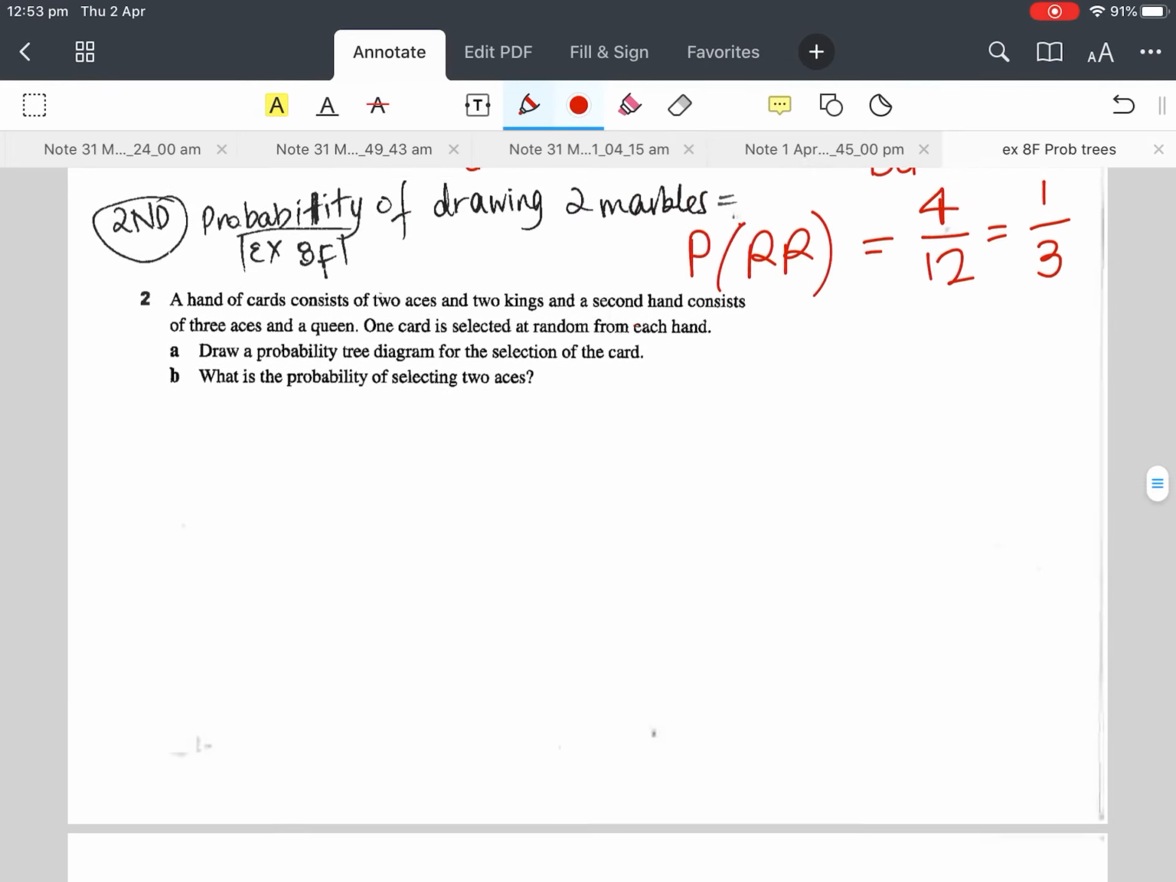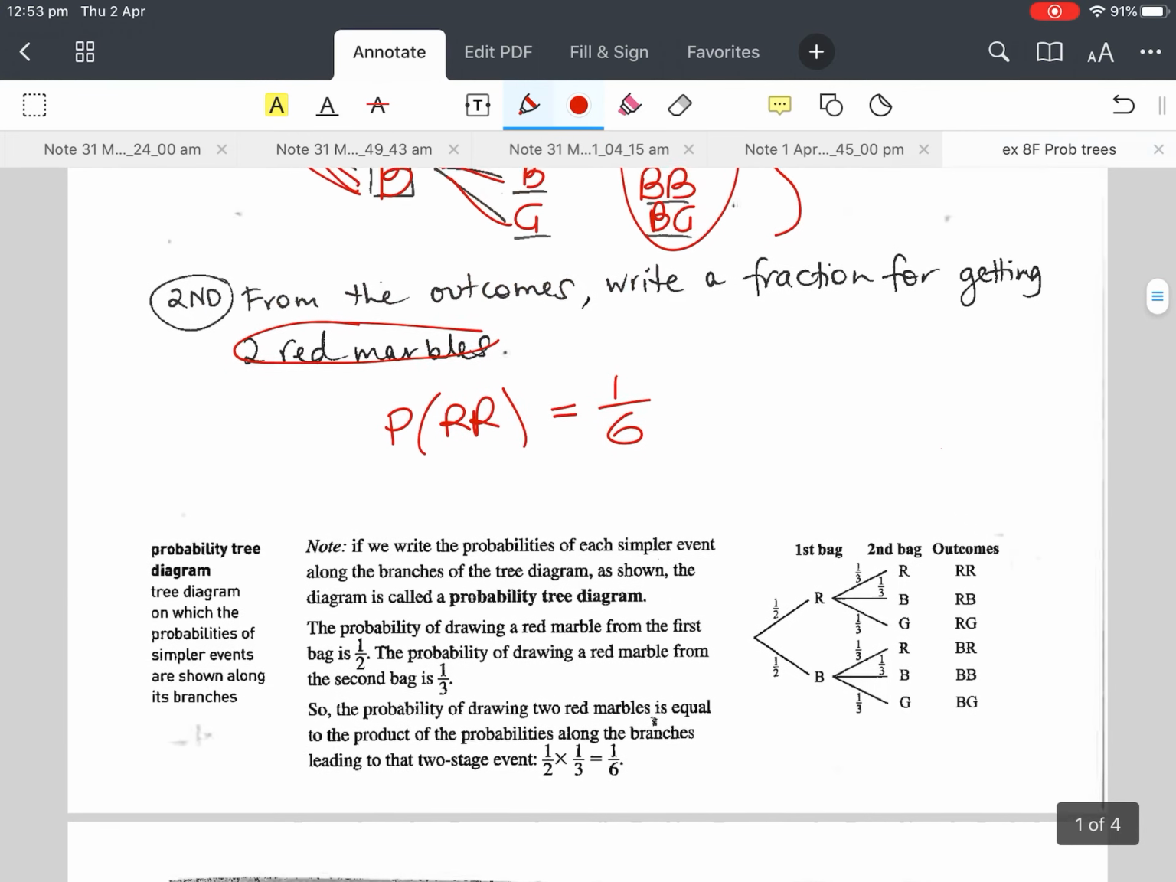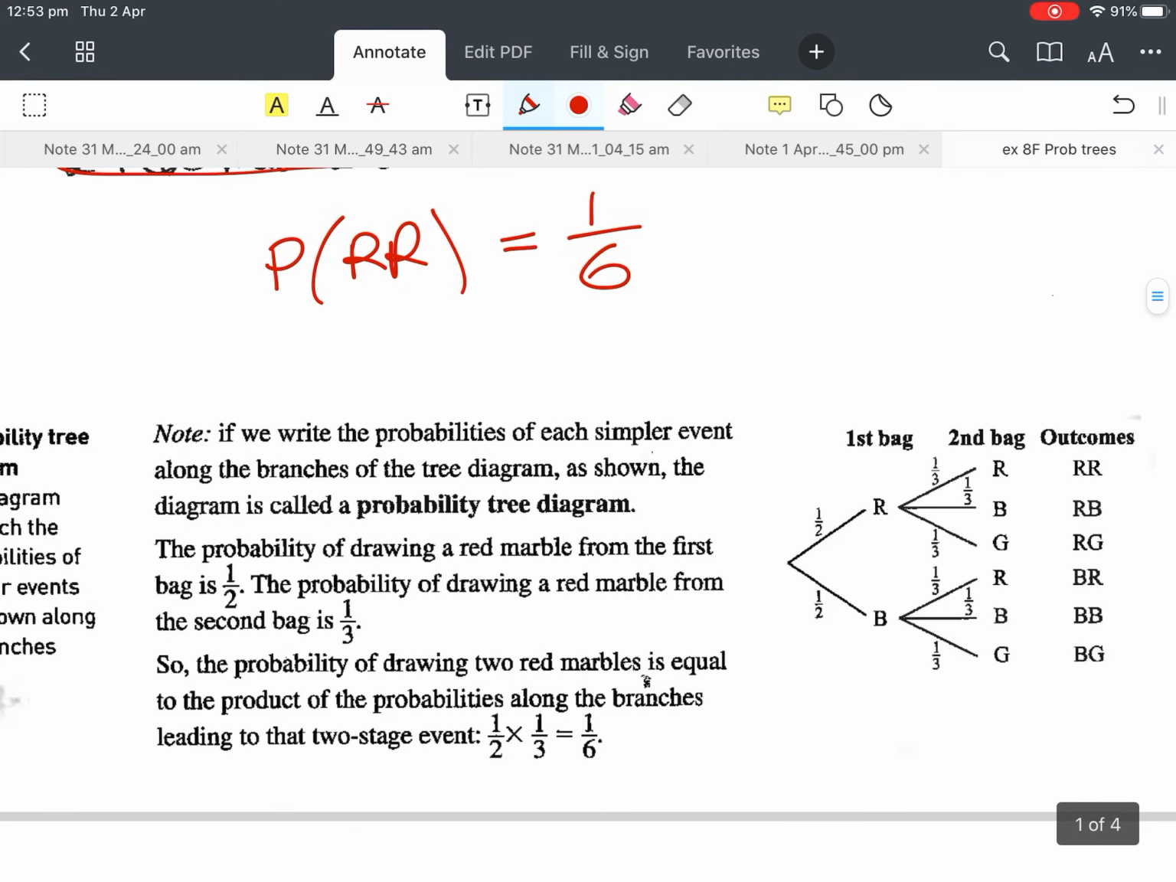So I'm just going to go back and show you this here. It says if we write the probabilities of each simpler event along the branches of the tree diagram, as shown in the diagram, it's called a probability tree diagram. The probability of drawing a red marble from the first bag is a half, so it's doing this one again. The probability of drawing a red marble from the second bag is a third.